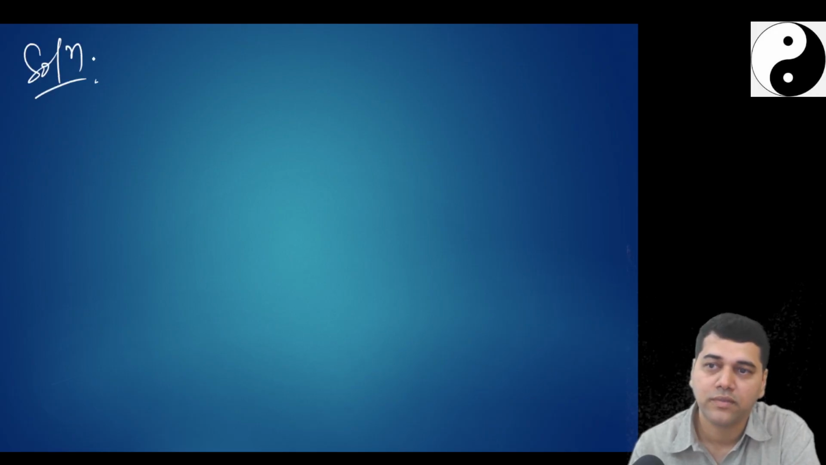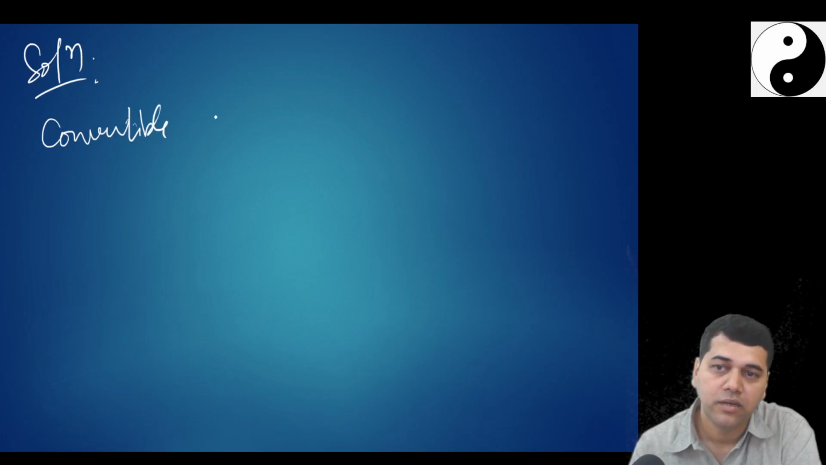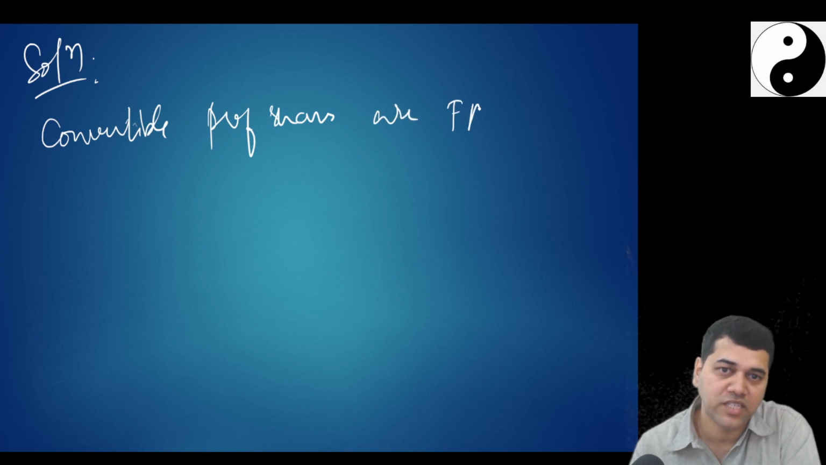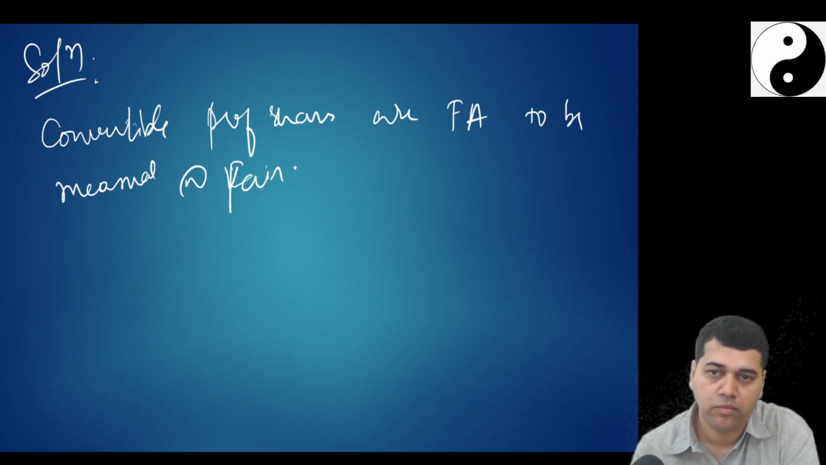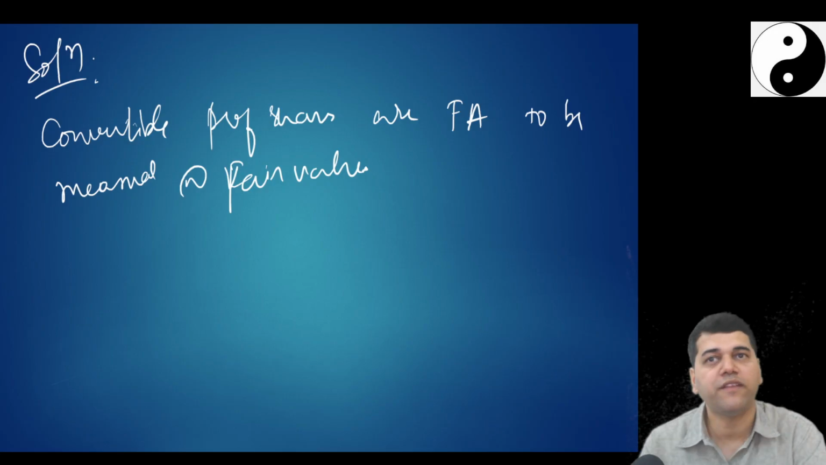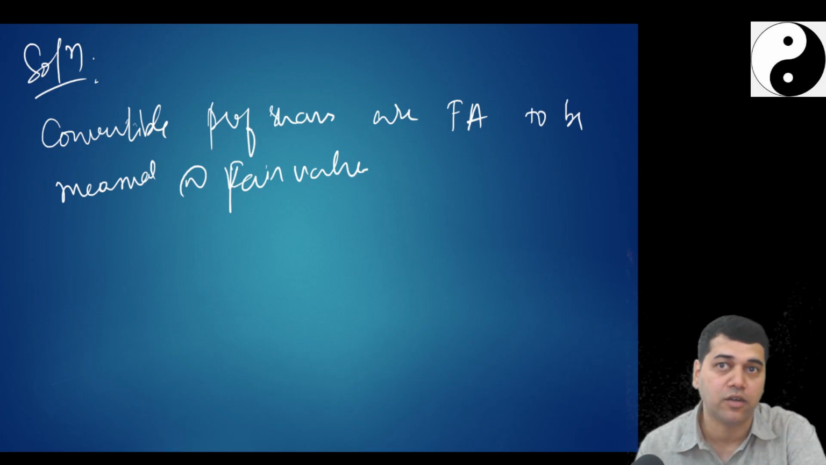Solution. Convertible preference shares are a financial asset to be measured at fair value. And what is the fair value today? Is 40,000 the fair value? No. Out of 40, 25 you are paying right now.